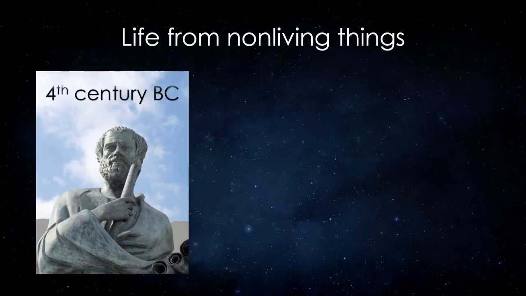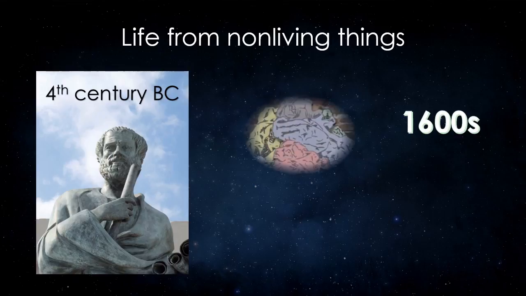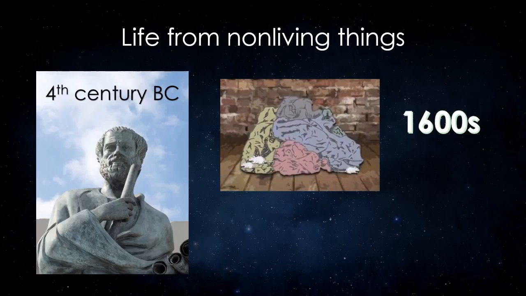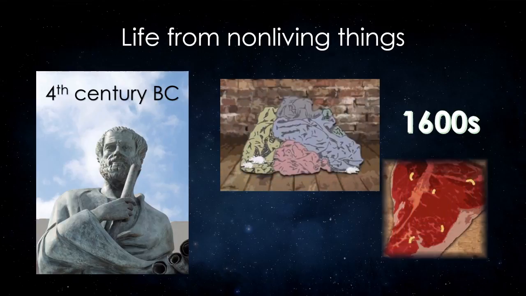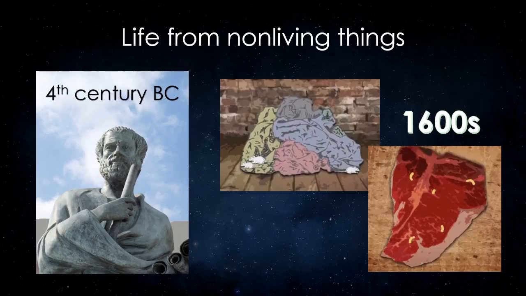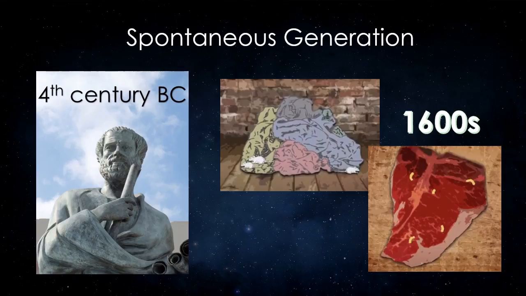The idea that life came from non-living things goes back to the time of the Greek philosopher Aristotle, a few hundred years before Jesus lived, and it was still around in the 1600s. At that time, people noticed that mice would appear in a pile of rags, and that maggots would appear on rotting meat. They mistakenly thought that the meat produced the maggots, and the rags produced the mice. At that time, the idea of life from non-living things was called spontaneous generation.